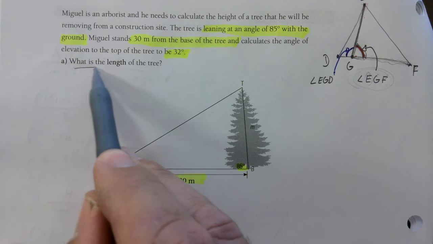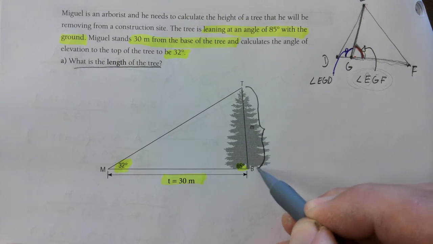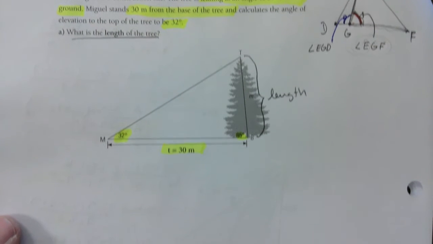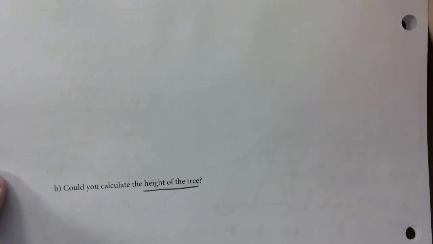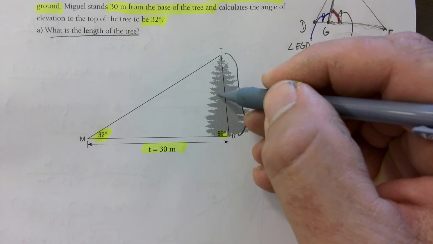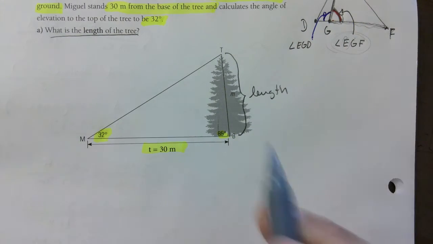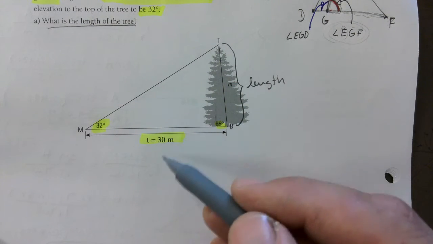So the first question is, what's the length of the tree? So basically, this is the length of the tree. Where would the height of the tree be? Because the second question, B down here, says: calculate the height of the tree. Where would you draw the height of the tree on that diagram? It would have to go straight down, right? It would make a 90-degree angle. So we'll do length first, and then we'll worry about the height.